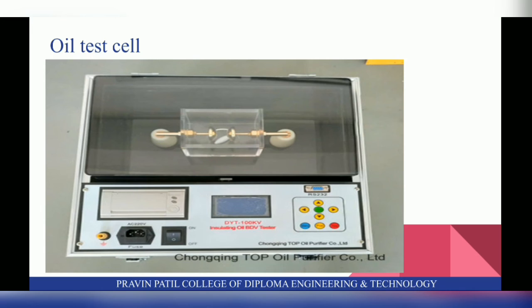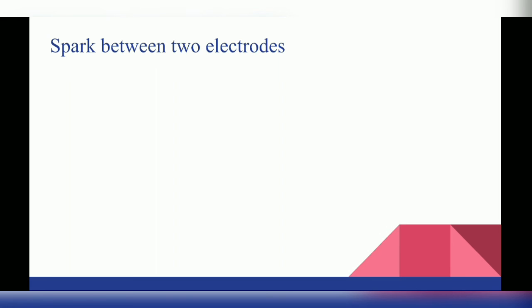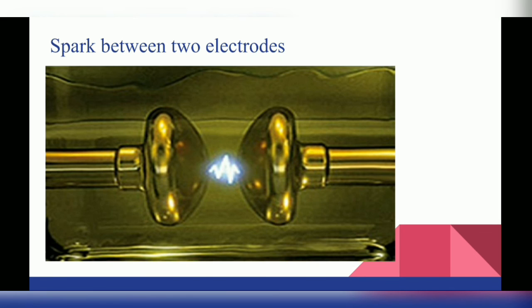And in this you can see the actual image of the oil test cell. And in this image you can see the spark between 2 electrodes at which it loses its dielectric strength property, insulating property you can say.